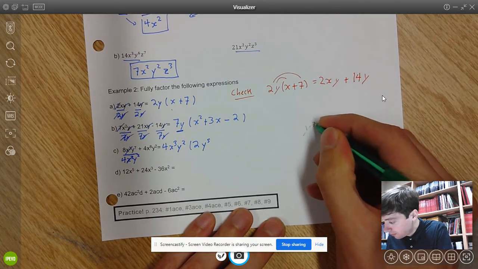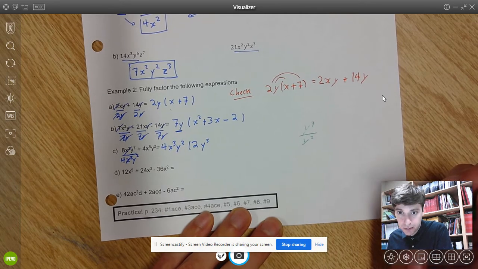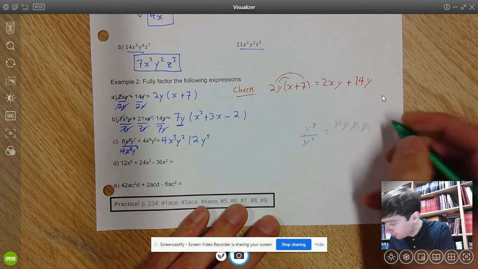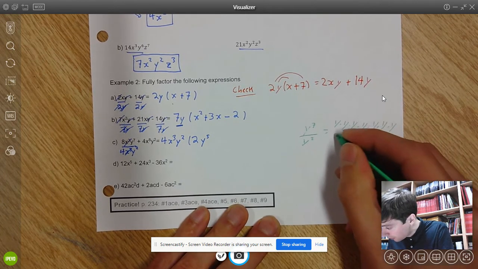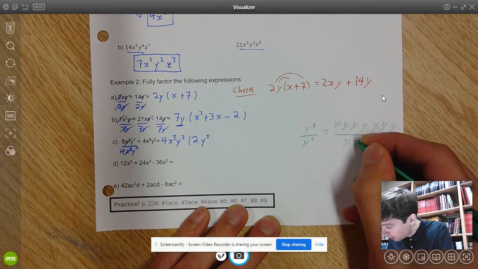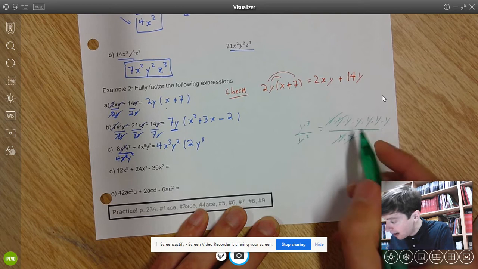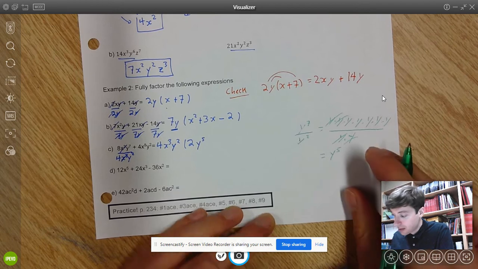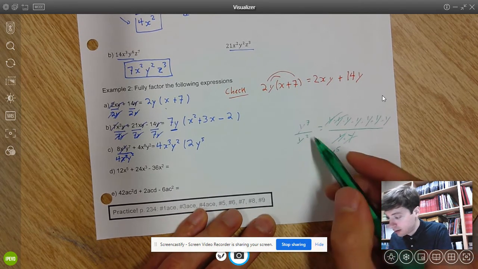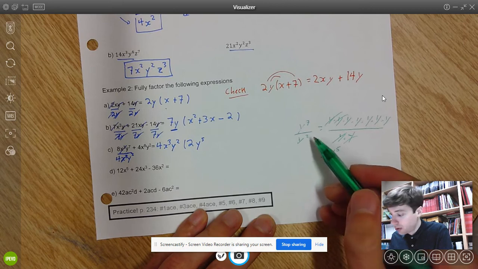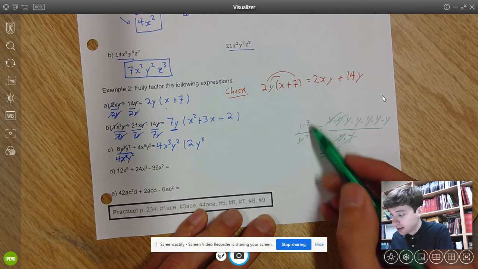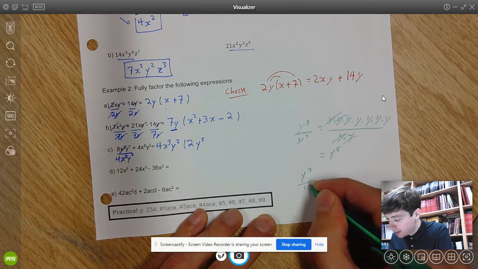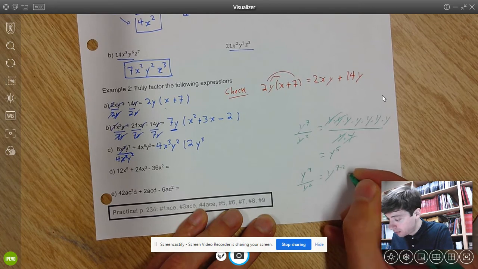Y to the 7 divided by y squared. Well, what that really is saying is I've got 7 y's. I'm going to write out 7 y's divided by 2 y's. And so when I cancel y, I'm left with just 5 y's multiplied together still, so I'm left with y to the 5. The exponent rule for that is when I'm dividing exponents with the same base, they're both y, I'm just subtracting the powers. So y to the 7 divided by y squared equals y to the 7 minus 2, which equals y to the 5.